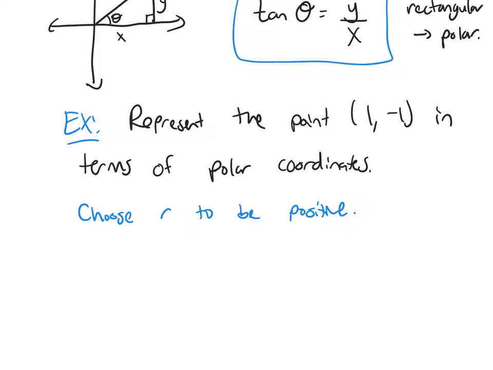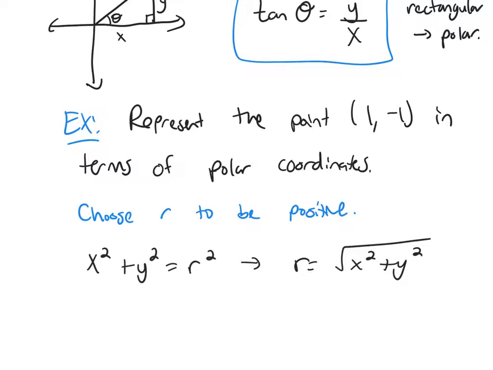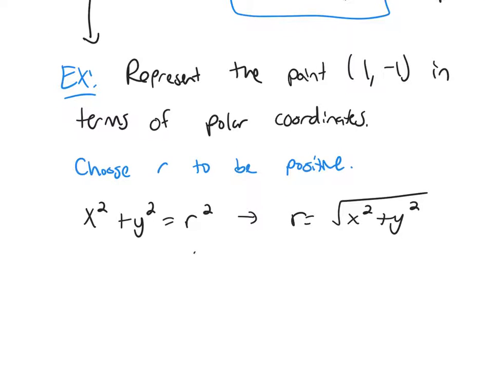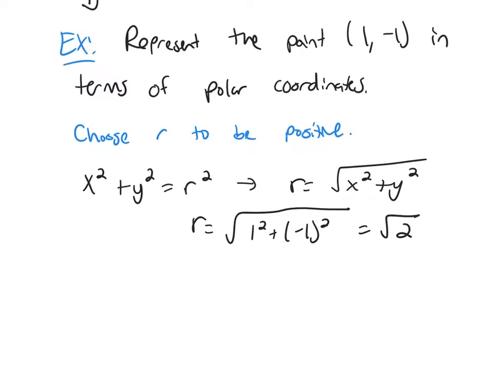So let's look at our first conversion equation. x squared plus y squared is r squared. Because r is positive, if we solve for r here, we're going to get the square root of x squared plus y squared. So r will be the square root of 1 squared plus -1 squared, or the square root of 2. So now we have r, let's find theta.